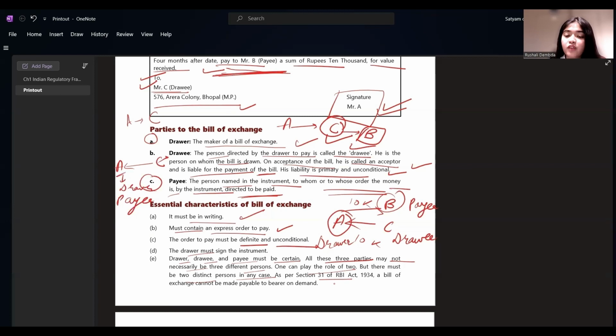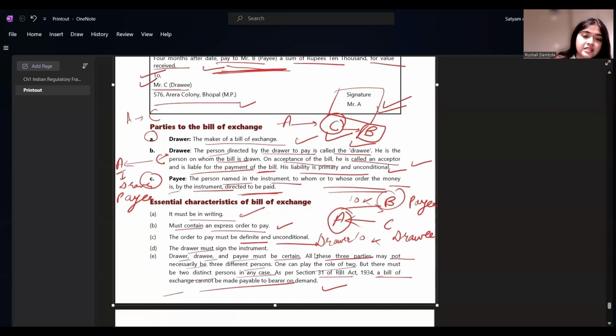As per Section 31 of the RBI Act, a bill of exchange cannot be made payable to bearer on demand. If you go to the bank, a bill of exchange will not be made payable to bearer. There should be some name. If you make a bill of exchange with no name, the person who has it cannot get the money on demand. Okay, there should be a specific name.